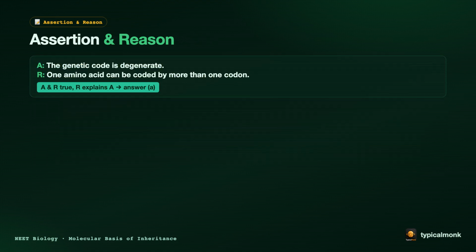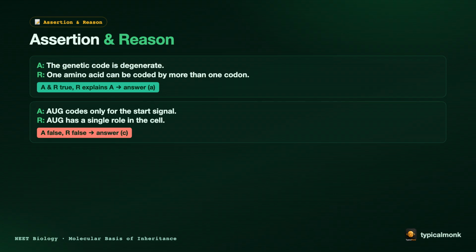Now the first drill, assertion and reason. Each time, ask, is A true? Is R true? And does R explain A? First, A, the genetic code is degenerate. R, one amino acid can be coded by more than one codon. Both are true, and R explains A, so the answer is A.